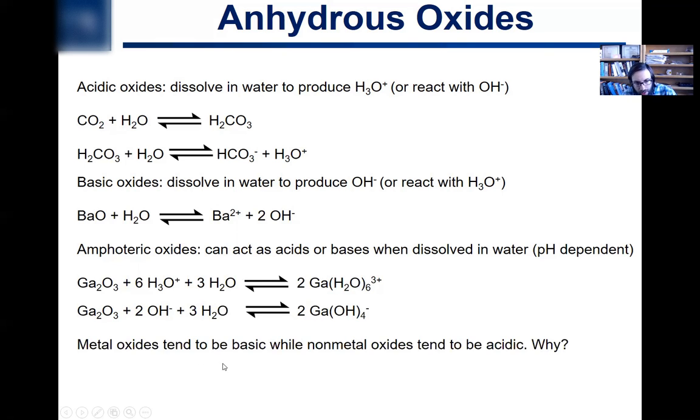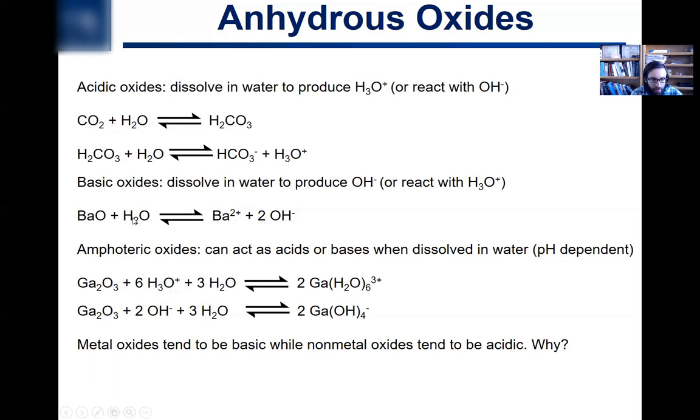Metal oxides tend to be much more basic than non-metal oxides. Why would this be? The reasoning has to do with covalent versus ionic bonds. For non-metals, like CO2, we know non-metals like to form covalent bonds. So you can think about carbonic acid as being CO2 covalently bonded to water. And if it's covalently bonded, that's going to give you one mode of reactivity.